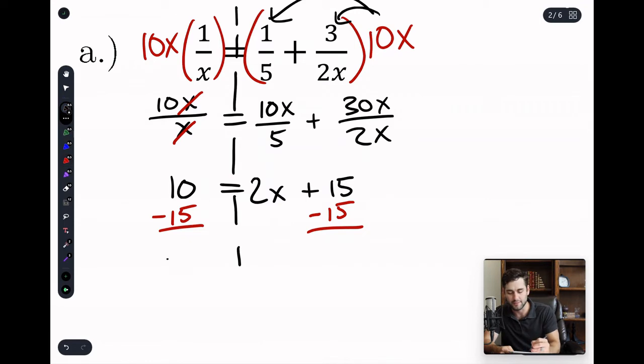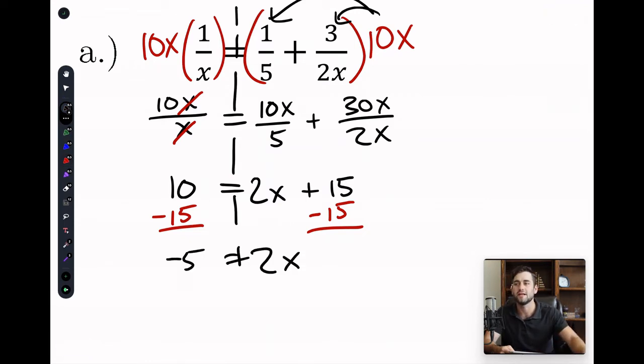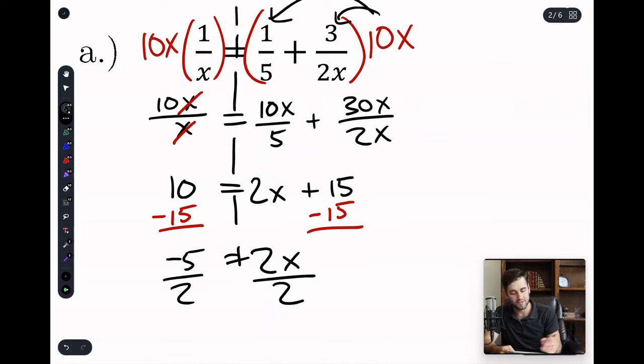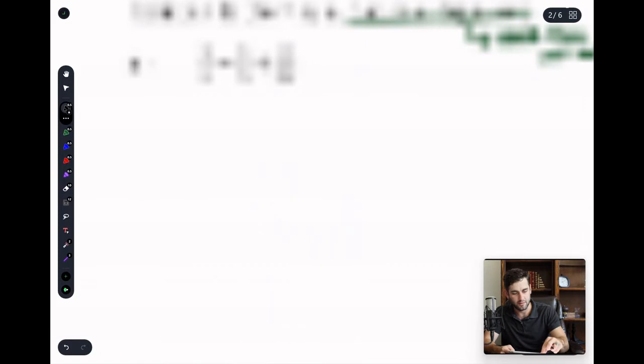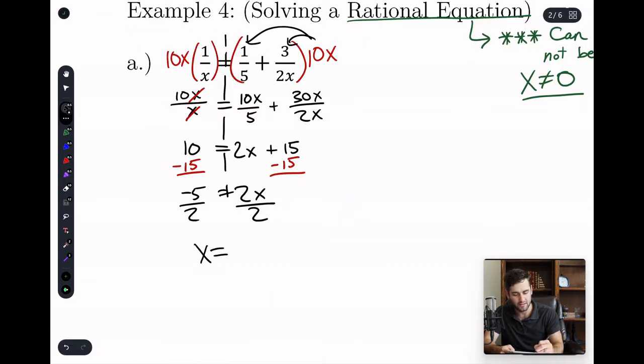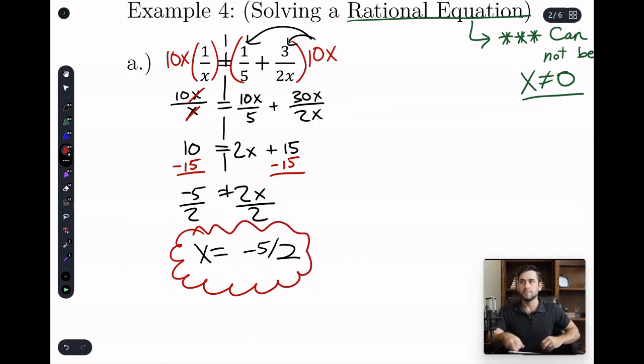So we're left with negative 5 equals 2x. And then we're going to do our division step, right? So we're going to divide by 2, and we are left with x equals negative 5 over 2, also known as negative 2.5, but we like fractions. Fractions are better. All right? Not too crazy? Not too crazy at all.